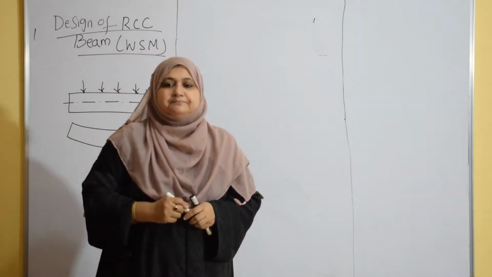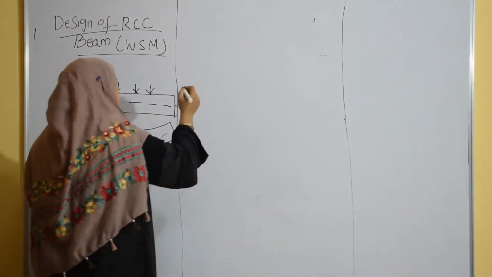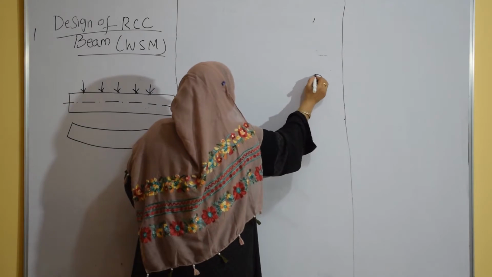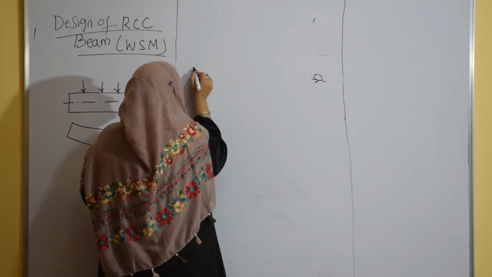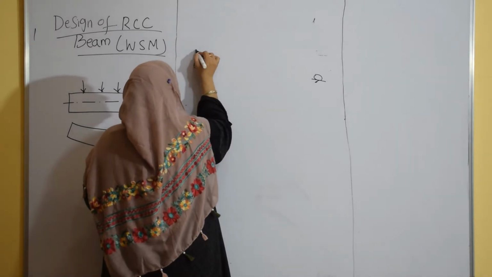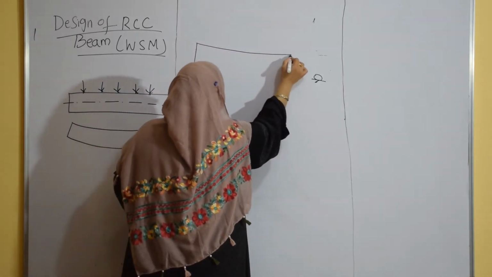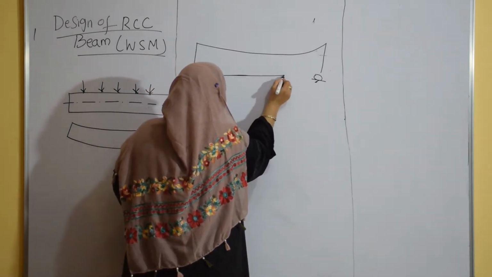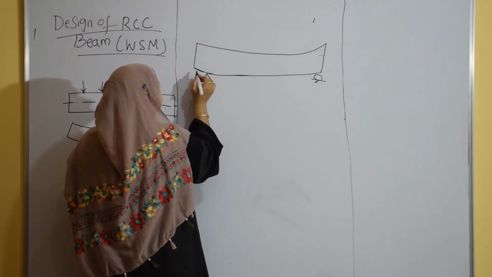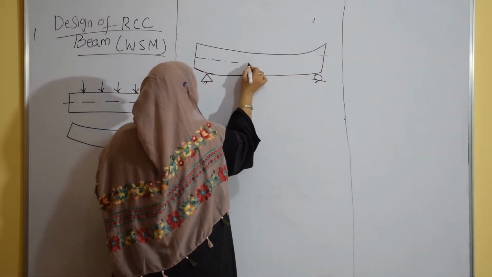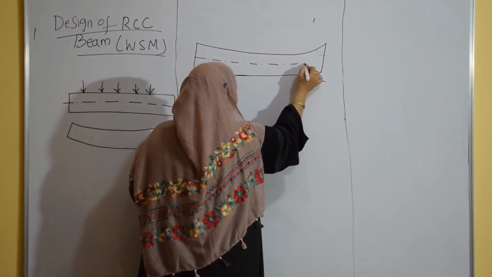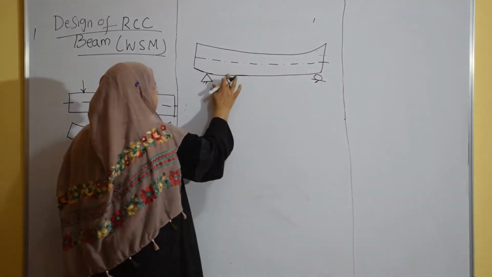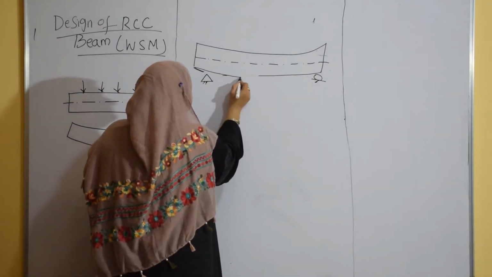Then I'll just draw two diagrams. First is a simply supported beam. It is subjected to the loading. I am showing the drawing of a deflected beam resting on two supports, a simply supported beam. This is an axis, an imaginary line passing through the CG of the section. Now when the loads are applied, it is going to deflect like this.